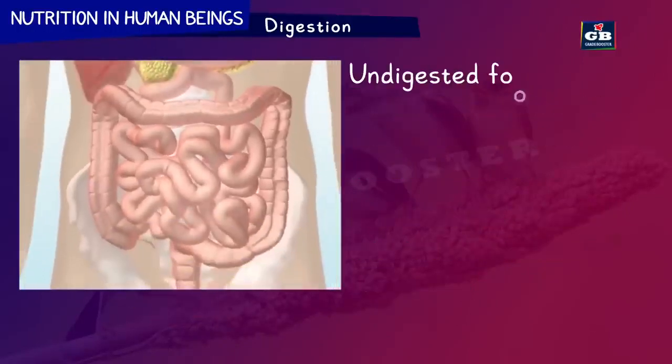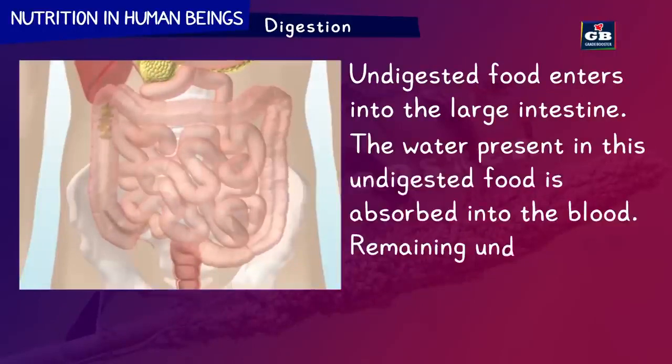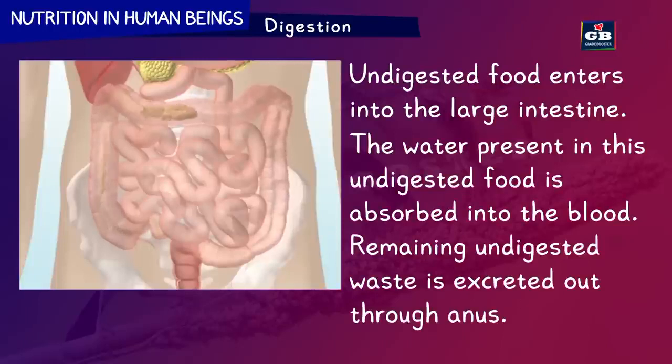Undigested food enters into the large intestine. The water present in this undigested food is absorbed into the blood. The remaining undigested waste is excreted out through anus. This is all about nutrition.